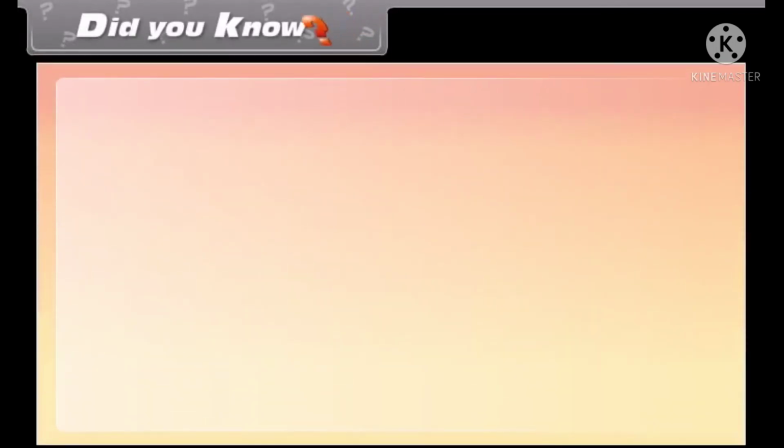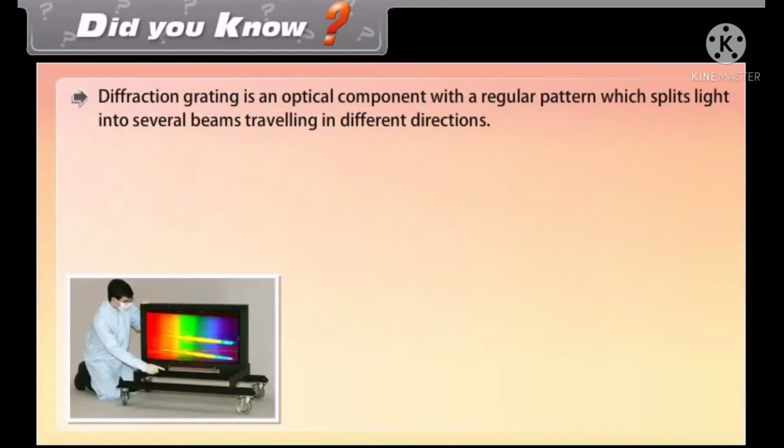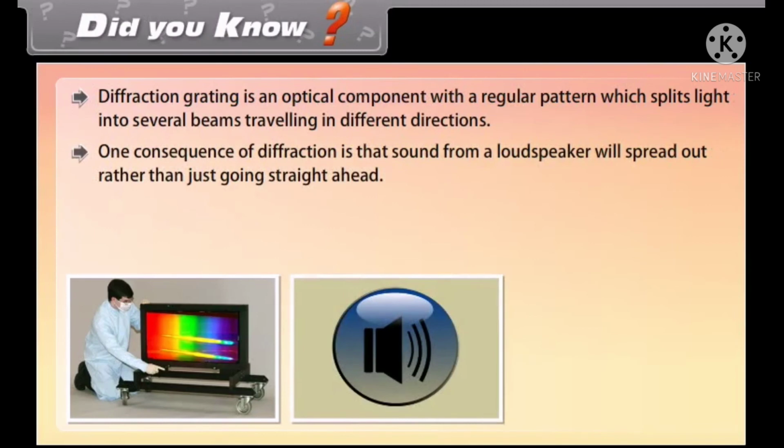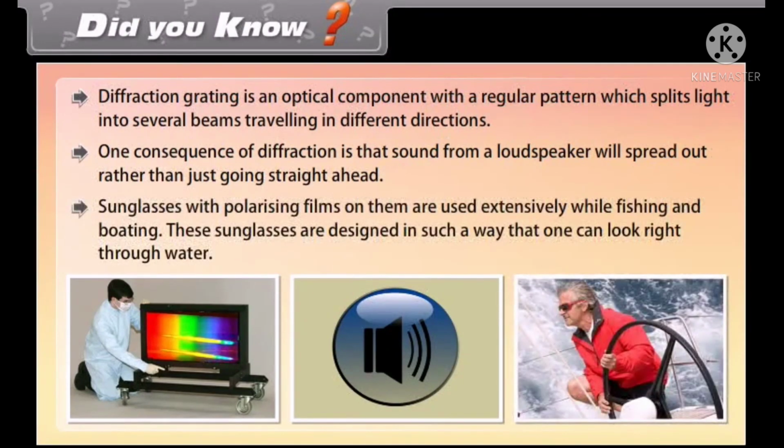Did you know? A diffraction grating is an optical component with a regular pattern which splits light into several beams traveling in different directions. One consequence of diffraction is that sound from a loudspeaker will spread out rather than just going straight ahead. Sunglasses with polarizing films on them are used extensively while fishing and boating.